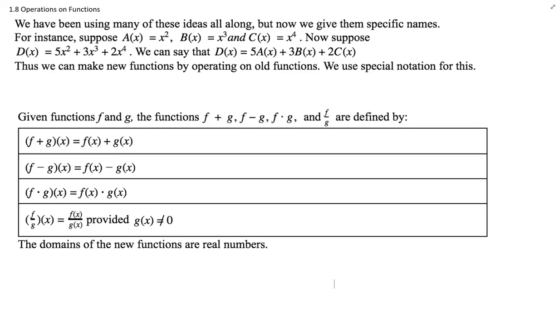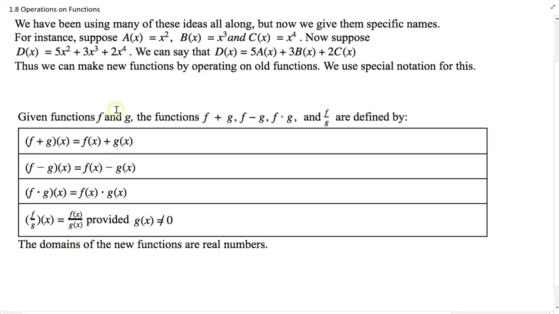can say that d of x is equal to 5 times a of x plus 3 times b of x plus 2 times c of x. Thus, we can make new functions by operating on old functions. We use special notation for this.